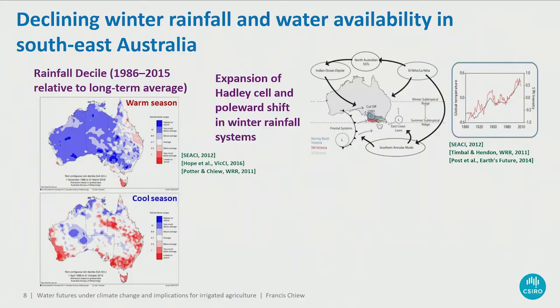Now, there have been quite a few studies attributing this to some of the global warming that we have seen. In a warmer world, you get changes in circulation patterns, and that expands our Hadley cell and pushes the winter storm tracks, the westerly fronts that we see in our systems, further south, missing the South Australian landmass. And that's the main explanation for why we are getting a drier winter.